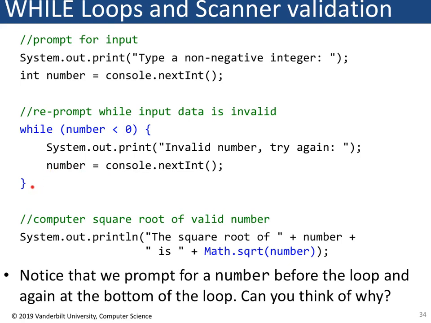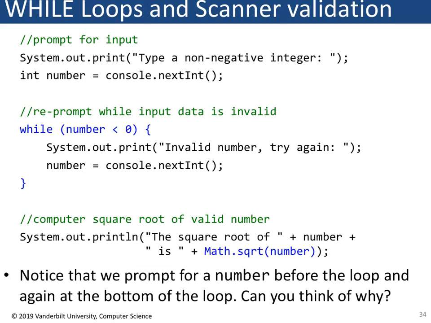At the end of the loop, we will test number to see if it is less than 0. If it's still less than 0, we prompt them again, and this will go on until they type something that is non-negative, at which point this test will fail, and we will jump to the next statement after the while loop body, at which point we print out the square root of number is, and then the square root of the number.